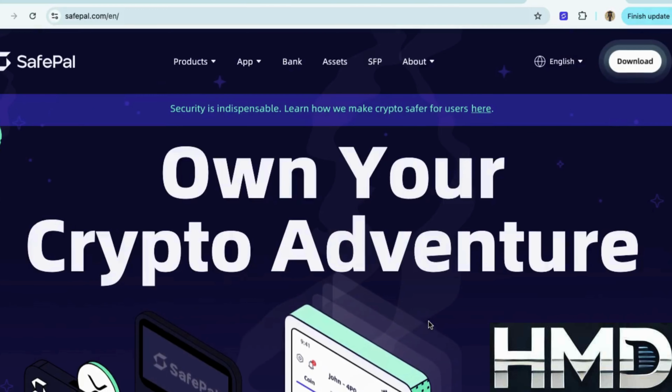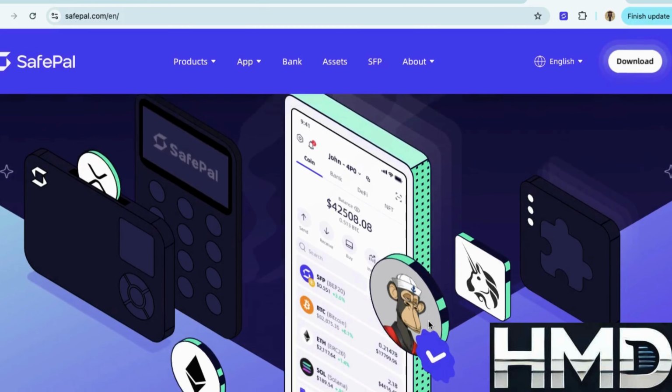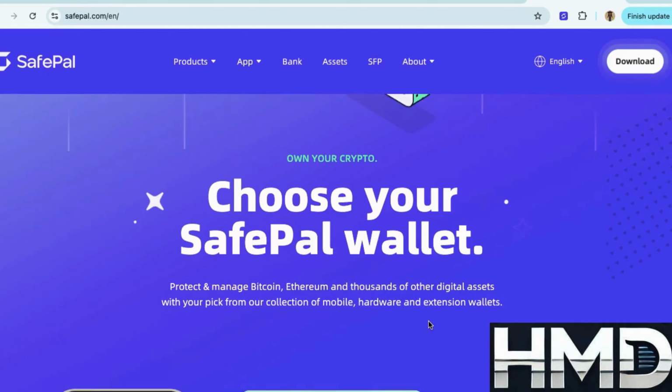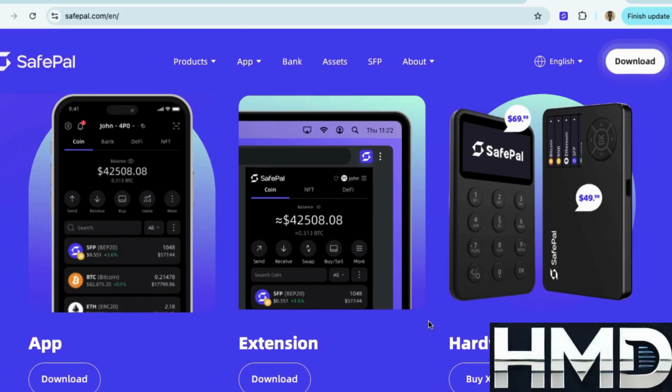Today, I'm going to share with you my review and step-by-step guide on how to withdraw funds from your SafePal wallet directly into your bank account. A lot of people think you can send crypto straight to your bank, but that's not possible. Here's how to do it the right way.